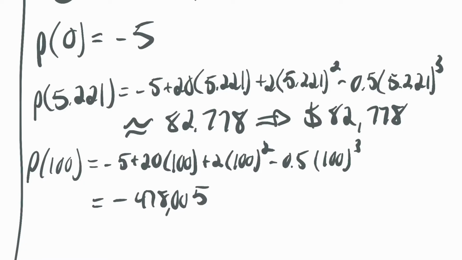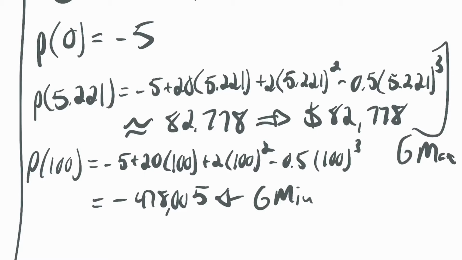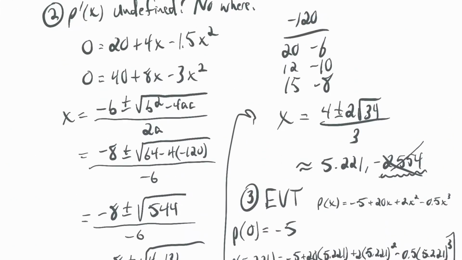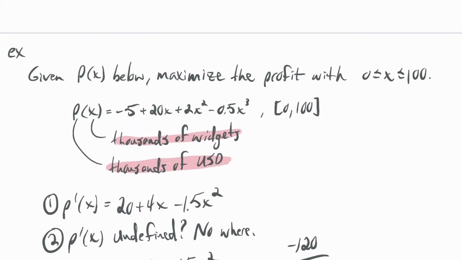So yeah, definitely not going to maximize your profit that way. This would be a way to minimize your profit. This would be the global minimum. And this one here, this is the global max. Okay, so the original question was maximize the profit.